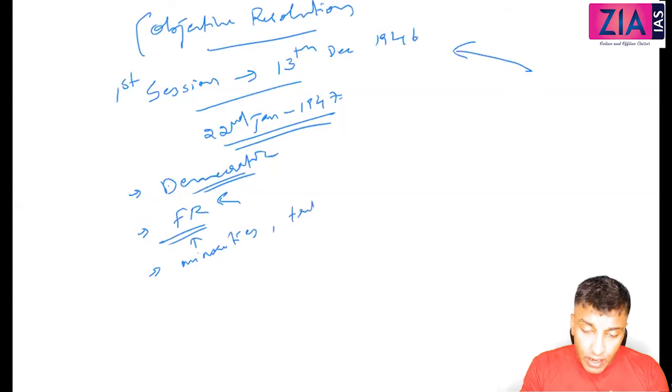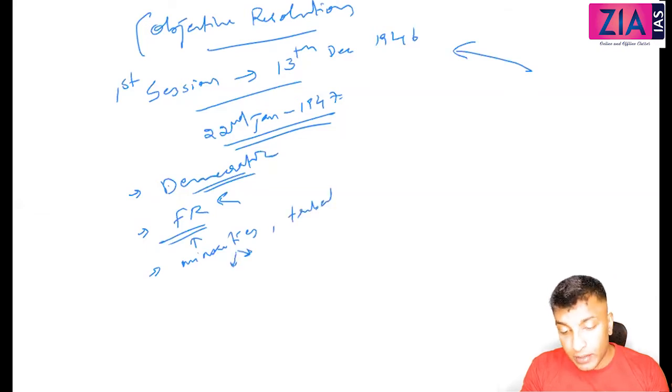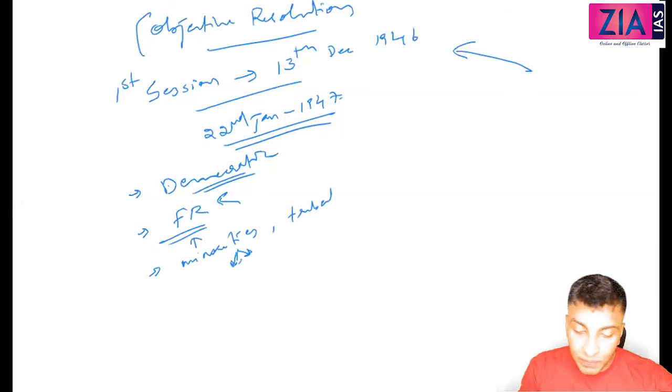Minorities, tribe. Now, what do you mean by minorities? How many? What do you mean by minority? Those who are not majority is minority. Simple. Okay. So who's majority then? Hindus are majority. So who's minority? Everybody other than Hindus are actually minority.